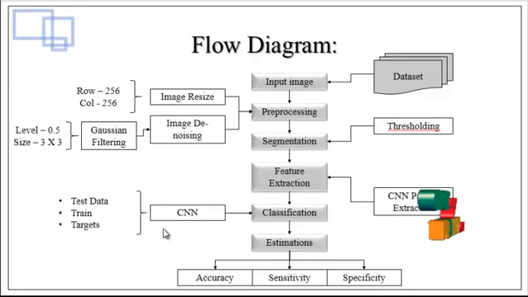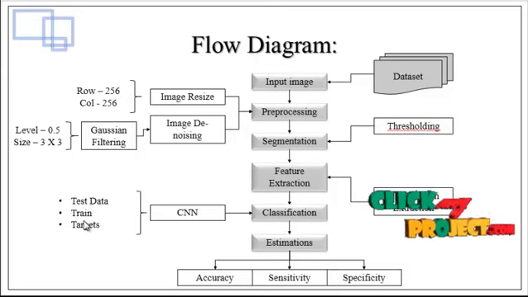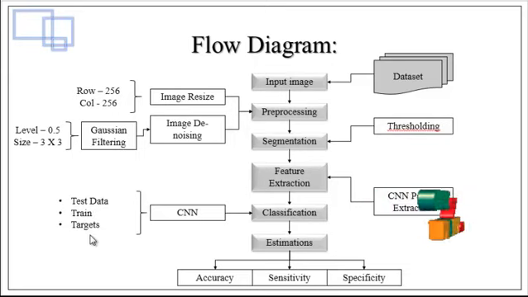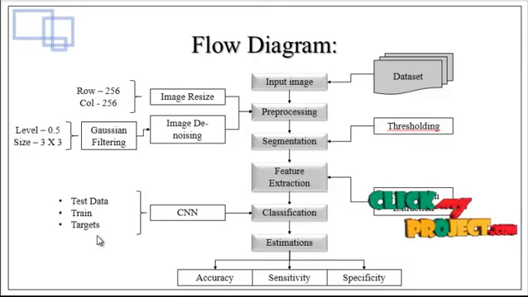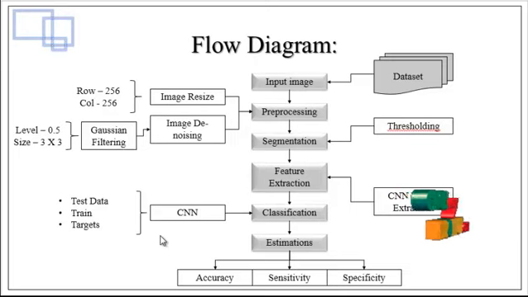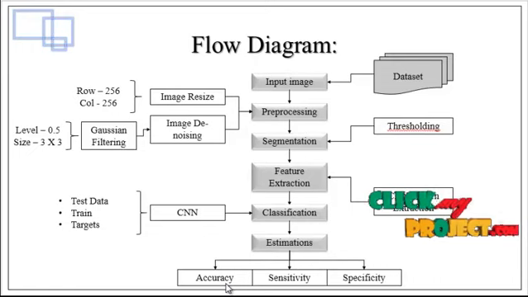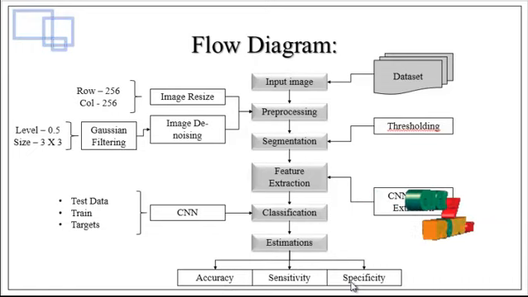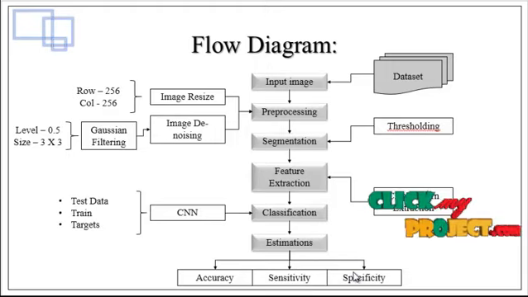In this classification step, we have three kinds of input. One is the test data, the second one is the trained data, and the third one is the target. By using these, we can use the classification named CNN to classify whether the input is normal or abnormal. After the classification, we move on to the performance estimation by means of performance measures like accuracy, sensitivity and specificity. Hence, the values will be in the form of percentage.